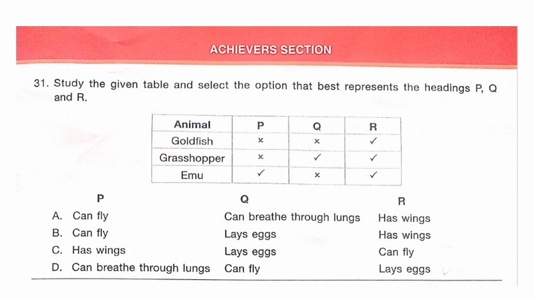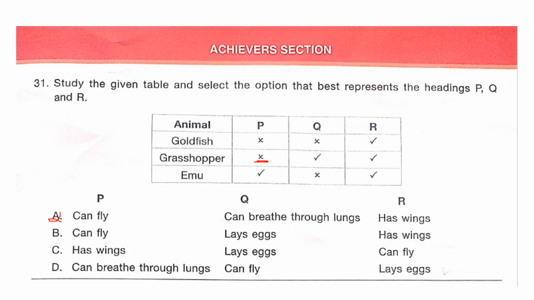Question number 31. Study the given table and select the option that best represents the headings P, Q and R. Here animals, goldfish, grasshopper and emu are given. First we check which characteristics these animals can hold. For option A, can fly, here it is given for goldfish, it cannot fly. So this is correct. For grasshopper, can fly, this is incorrect because here for grasshopper P is given, cannot fly. So option A is incorrect.